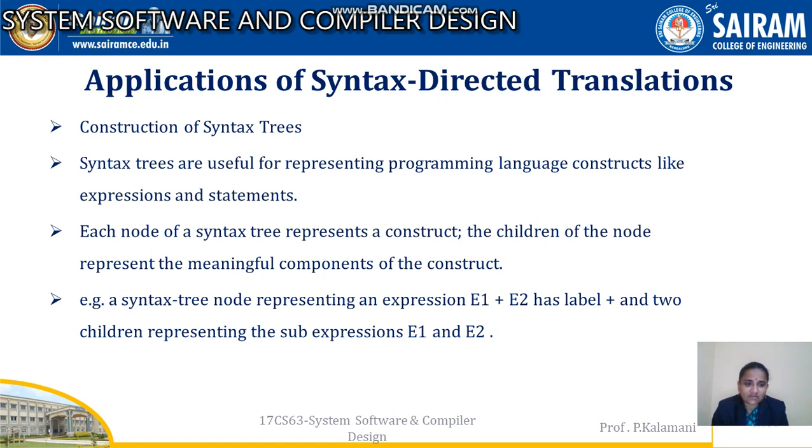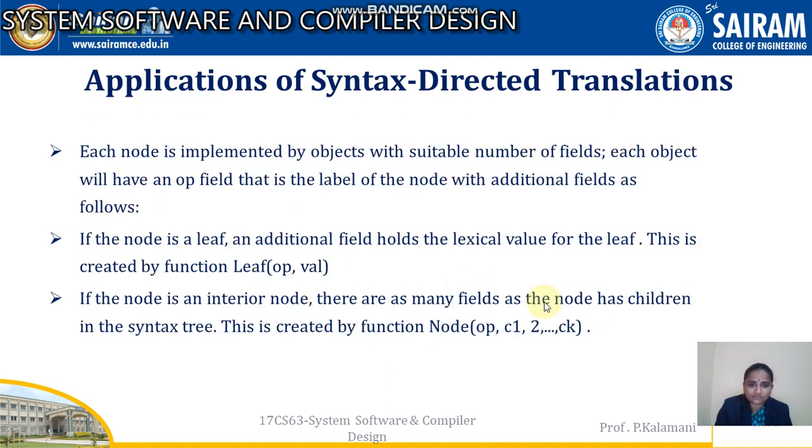So when we represent the construct in the syntax tree for E defines E plus T, the plus will be represented as the root, along with E and T added as children. A syntax tree node representing an expression E1 plus E2 has the label plus, with E1 as the left child, representing the sub-expression E1, and E2 as the right child.